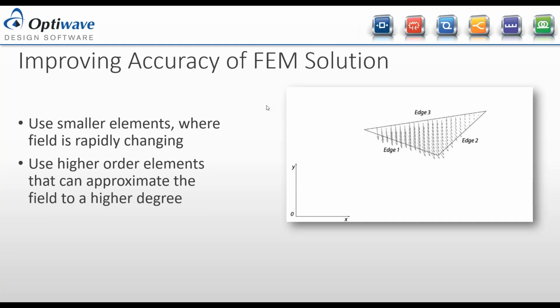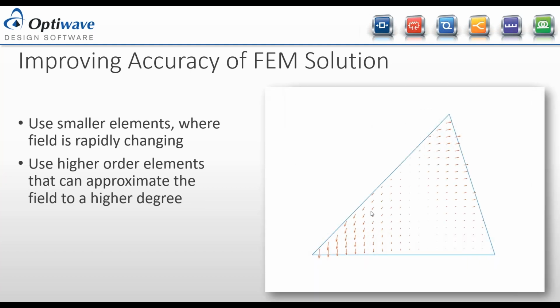So how would you improve accuracy of your solution? You might decide to use smaller elements, right? If you use a smaller element, then the linear approximation will be a better approximation for that field, especially where the field is changing rapidly. If you don't want to use smaller elements, you also have the choice to use higher order elements. This means instead of using a linear approximation, you would use a cubic or a quadratic. That means the basis functions will actually be a function of a quadratic order or a cubic order. And I think I have an example of what a higher order basis function looks like.